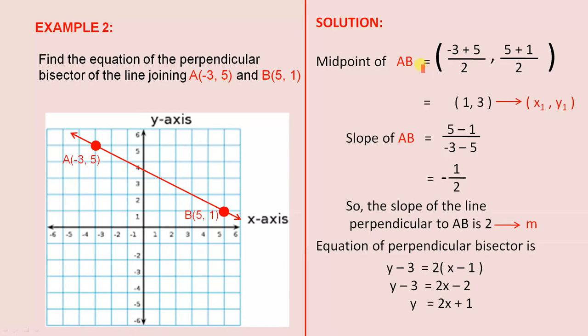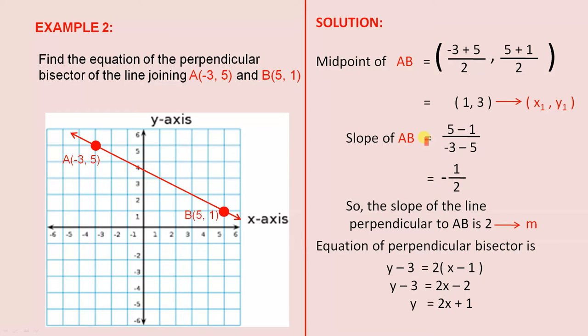Now, to find the midpoint, if we remember, it's x1 plus x2 on 2, y1 plus y2 on 2. So if we substitute that into the formula, that gives us 1, 3. So the midpoint between A and B is the point 1, 3. Now let's call that x1, y1. That's what we'll call that.